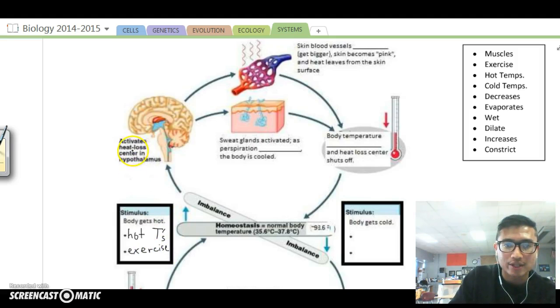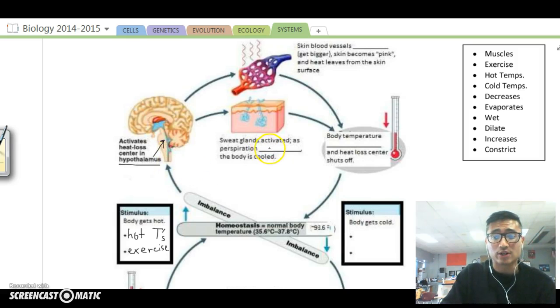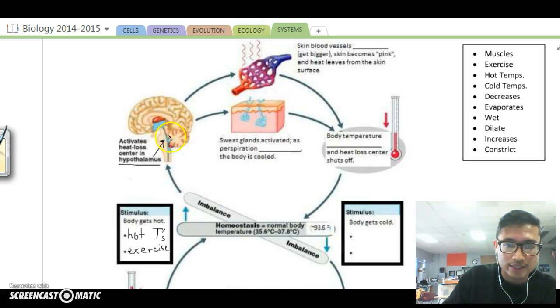That's going to activate the heat loss center in our hypothalamus. Now our hypothalamus is just this little gland over here in our brain, so it's part of our nervous system. But since it's also a gland, it's also part of our endocrine system, okay? So that's our hypothalamus.